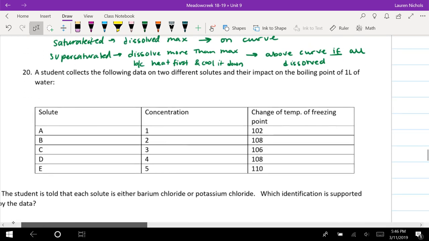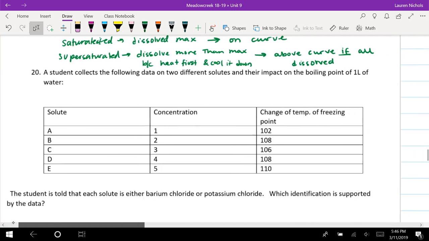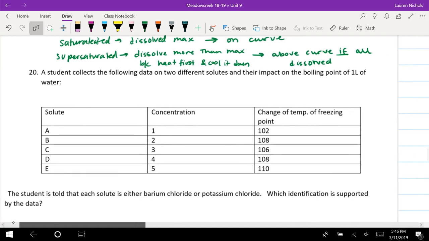Now, question number 20 is a challenging question, but there are two ways to think about it. What they're saying is that a student collects the following data on two different solutes and their impact on the boiling point of 1 liter of water. And there was a typo here; it should say boiling point. And so this concentration, that's molarity, right? So let's say I've got 1 mole, 2 mole, 3 mole, 4 mole, and 5 mole. And we have solutes A, B, C, D, and E. And what they did was put these numbers of moles in a liter of water and measured the temperature that it boiled at.